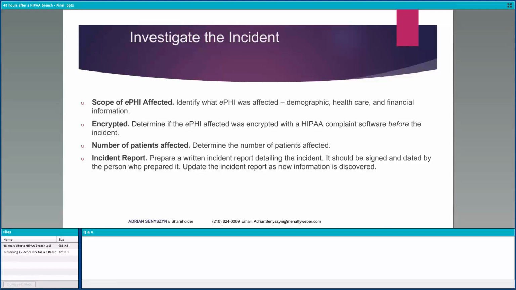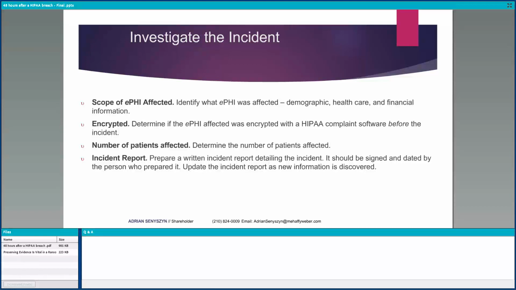You should have your privacy officer immediately identifying what's the scope of the EPHI affected. Did we have an encrypted EHR system that was HIPAA compliant, encrypted before we got hit with ransomware, or was the information unencrypted and now the ransomware has encrypted it and made it unreadable? How many patients were affected? And then with this information, you want to prepare a written incident report as your investigation is ongoing. You want to make it contemporaneous to your investigation and communication with your IT company.